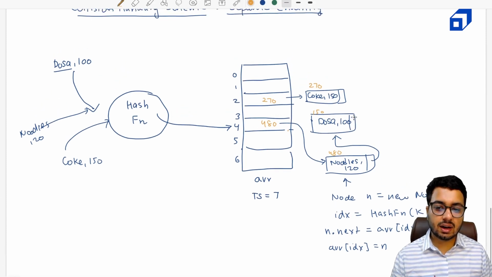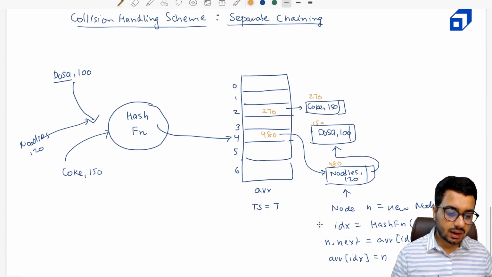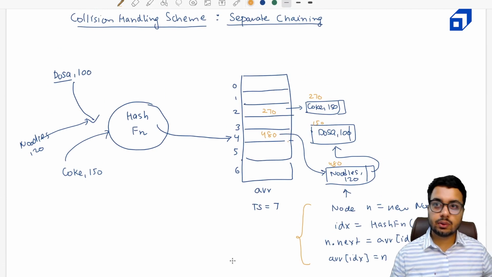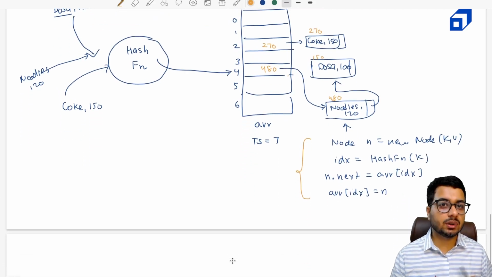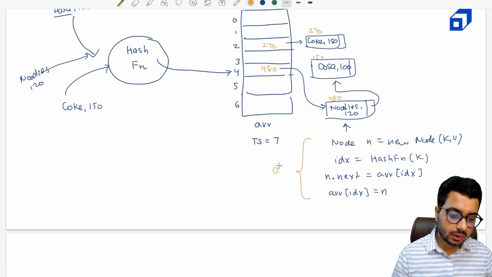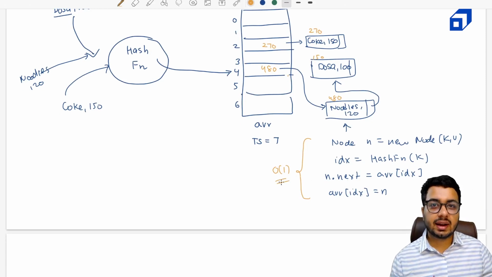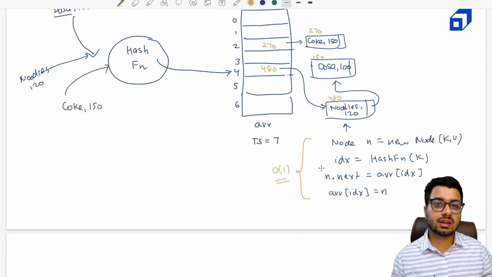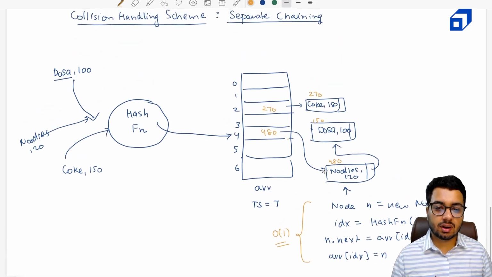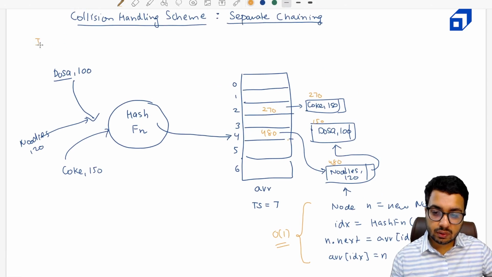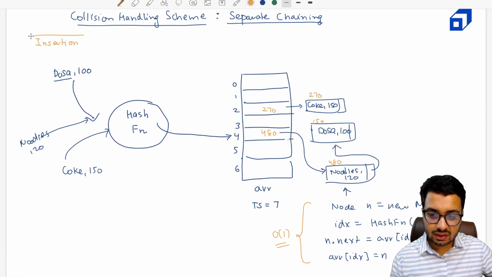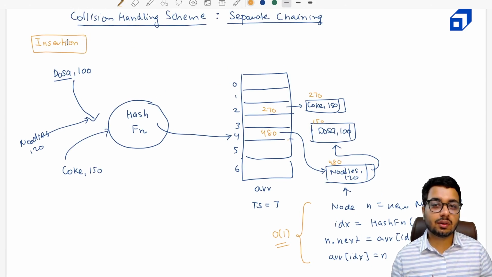So this is exactly how the insertion is going to work, and this is the code to insert. Do you think it will work in order one time? Absolutely yes. This insertion will always be order one, because we are inserting something at the head of the linked list, irrespective of the chain length. So I hope you have understood insertion, but is it done? The answer is no. We are not yet complete.